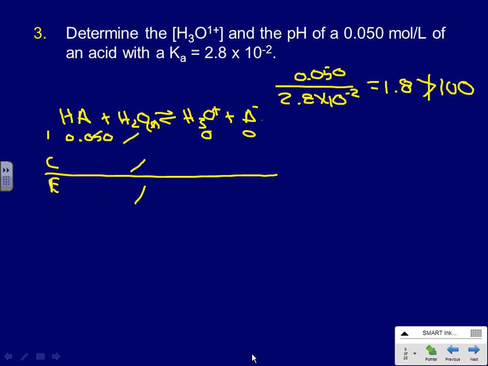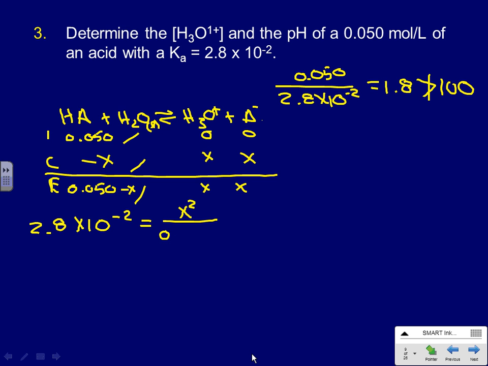Again, we're solving for X. All right? So again, we will be solving for X. Minus X, X, X, because it's shifting to the right. 0.050 minus X, X, X. And as you might suspect, this is going to turn out to be not so nice. 10 to the minus 2, X squared, 0.050 minus X.